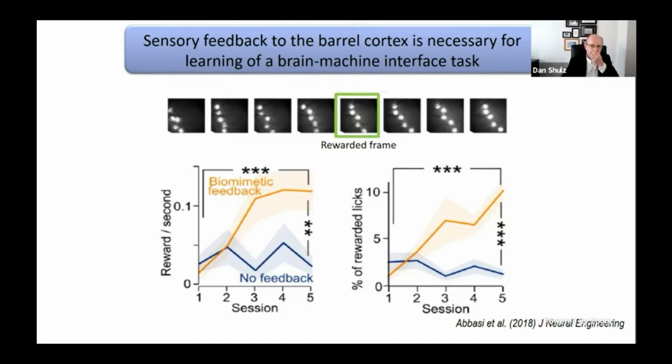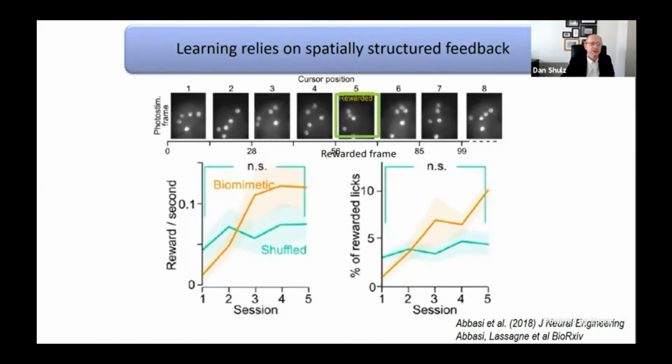Now, interestingly, if we shuffle the stimulation, that is, if we maintain the very same number of barrels being stimulated, but this time we shuffle them spatially, and we keep the same relationship with respect to the activity in M1, as you can see, there is no learning in the shuffle condition, whereas there is learning here. These are different animals than the ones I showed you before. In the biomimetic case, there is still an increased activity.